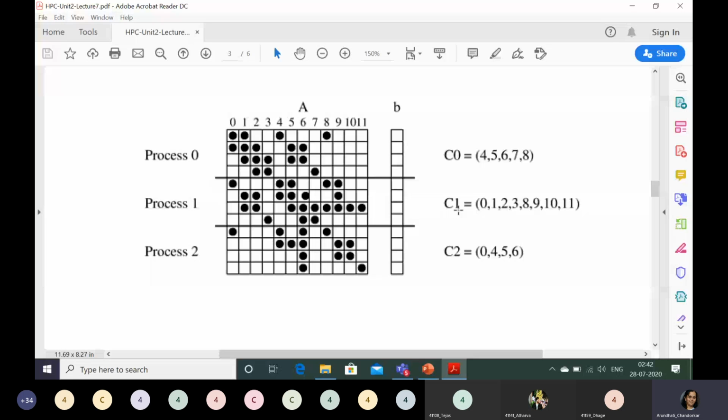C1. So focus on C1. So B4, B5, B6, B7, no need to store, since they are with that particular process. So what else it will receive from other processes is B0, B1, B2, B3, plus B8, B9, B10, B11, all of these. This process is needing them.